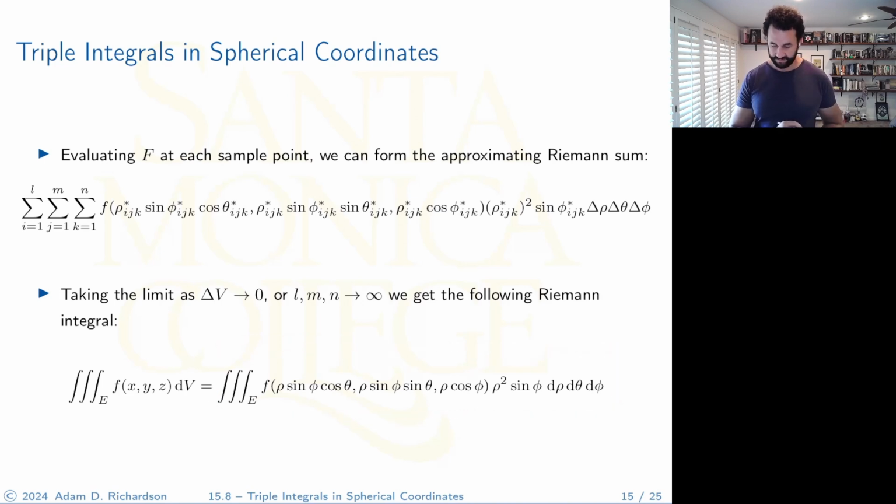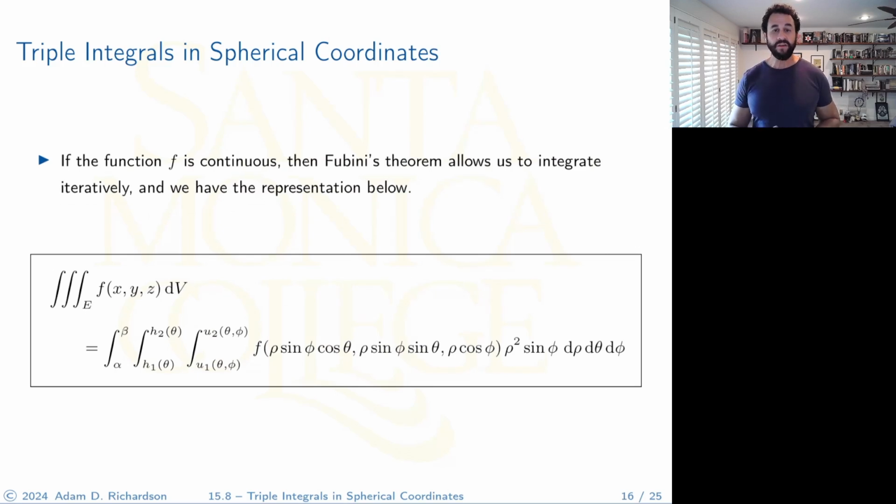There it is. Okay. If the function f is continuous, then Fubini's theorem also allows us to integrate iteratively, and we have this representation below. This is the representation of a triple integral in spherical coordinates. So it's f evaluated at the point, and then this is now what that differential form is going to look like, that volume form. Just as a reminder from previous sections, remember we're going to scan between two surfaces, and then we're going to scan between two curves, and then we're going to scan between two numbers. That's the rough idea, right?